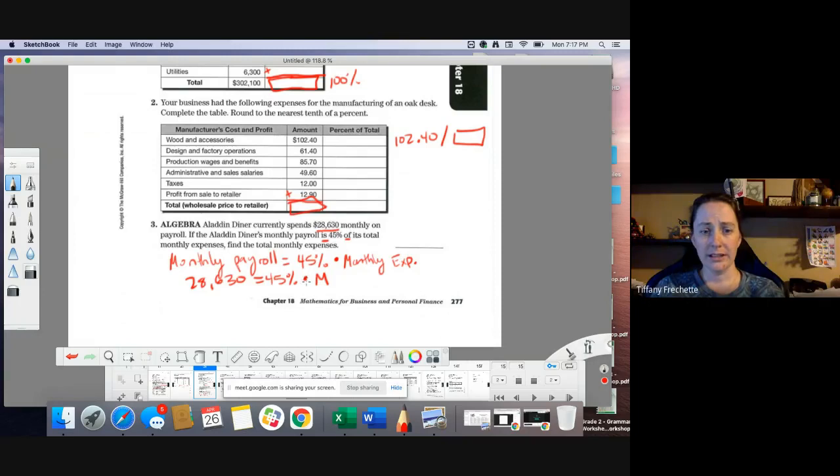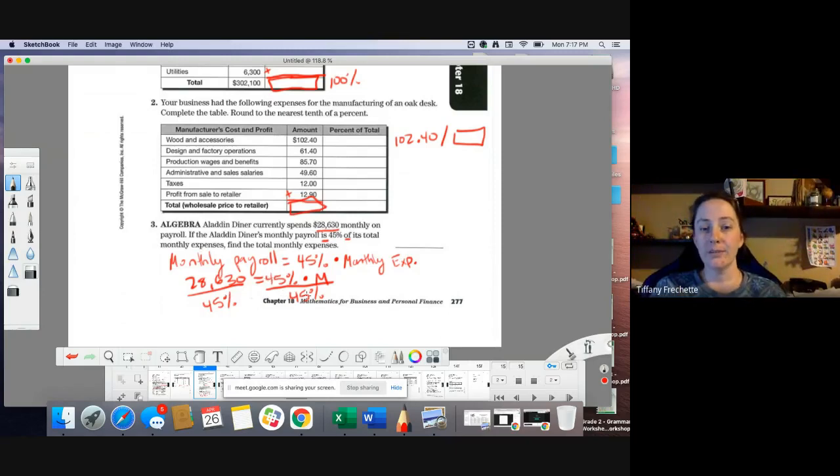Remember, to get the variable by itself, we're always trying to do the opposite of what's being done. You can think of it as undoing. So instead of multiplying by 45%, we want to undo that so that we can get M by itself. So we want to divide by 45% on both sides. Whatever you do to one side of the equal sign, you have to do to the other side. Think of it like a little balance scale. You have to keep it equal.